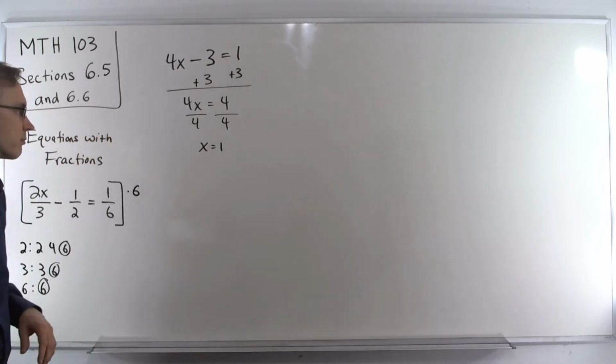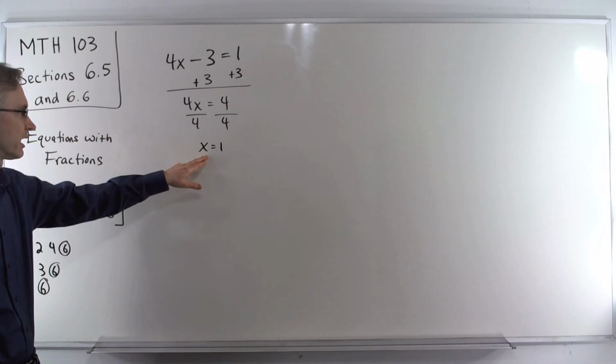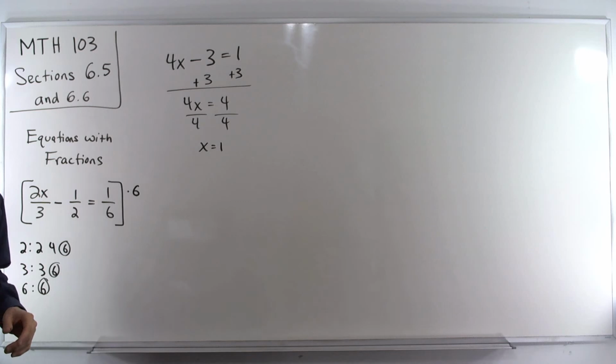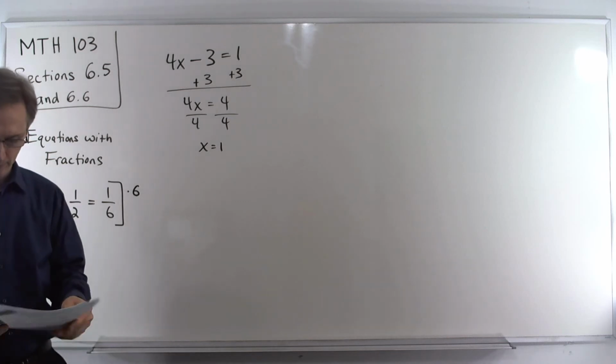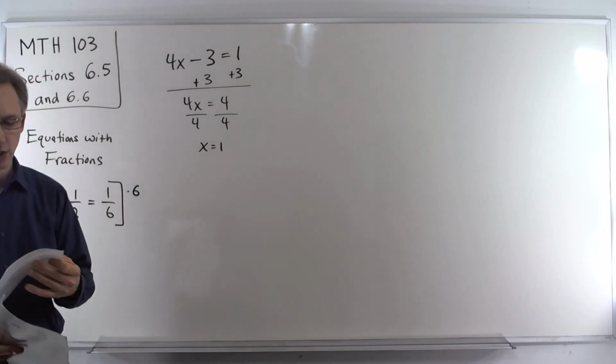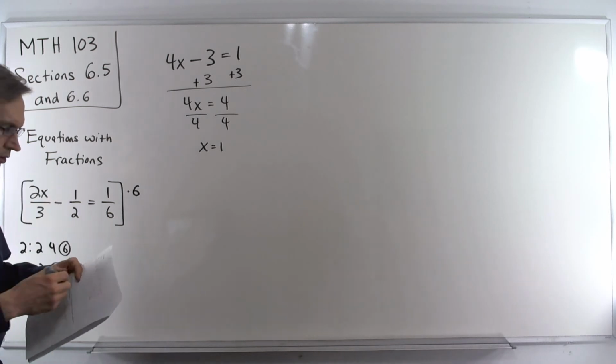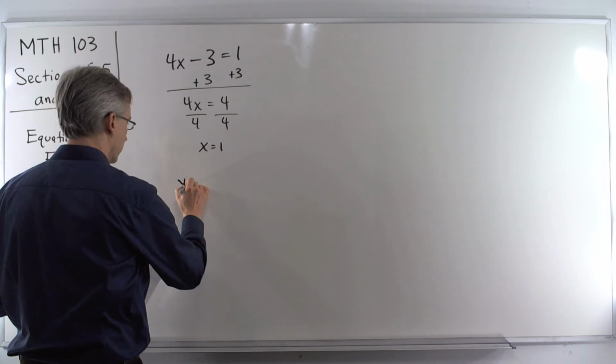Now with every problem like this, make sure you check by taking your answer and plugging it back in here. If we plug it in here, we get 2/3 minus 1/2 is indeed 1/6. And you can just check those with your calculator. So try this technique of eliminating the fractions with your turn.